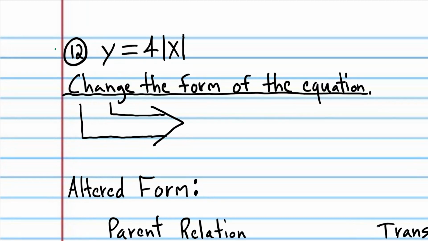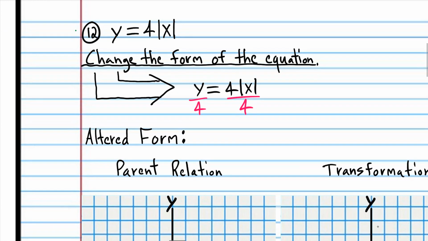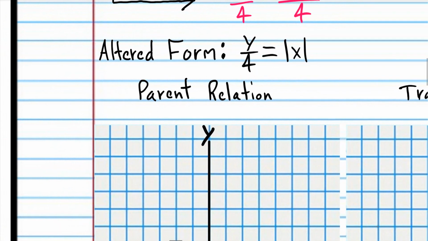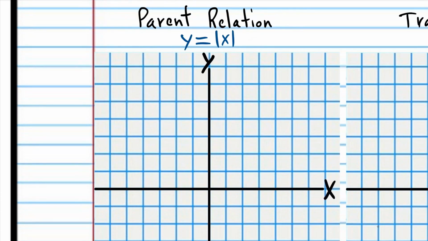So we have to divide both sides of the equation by 4, and we get y over 4 is equal to the absolute value of x. These 4's canceled out. So now we can see what to do. Let's graph the parent relation. You're very familiar with this parent relation by now. It's just the V.